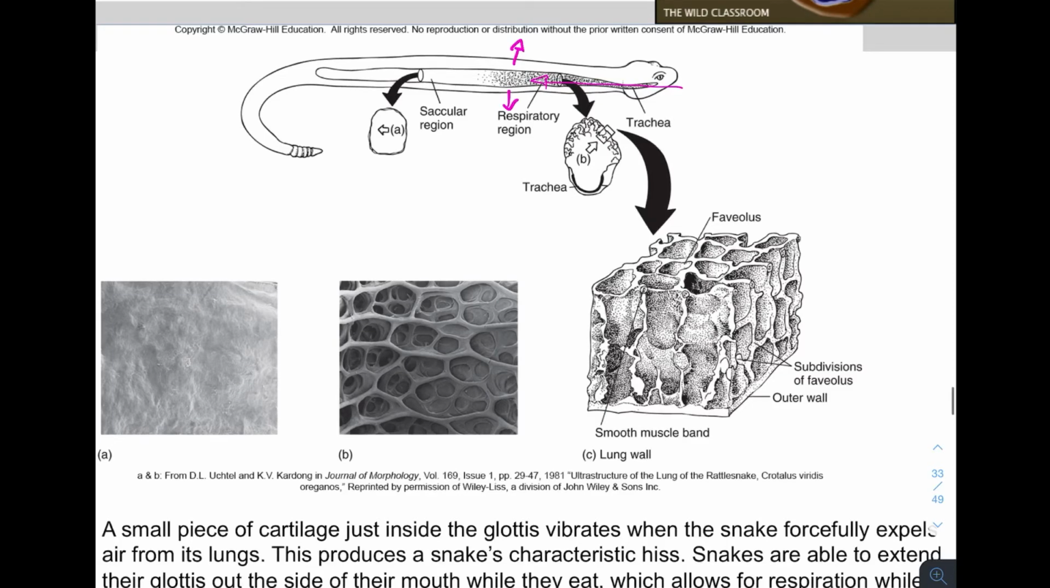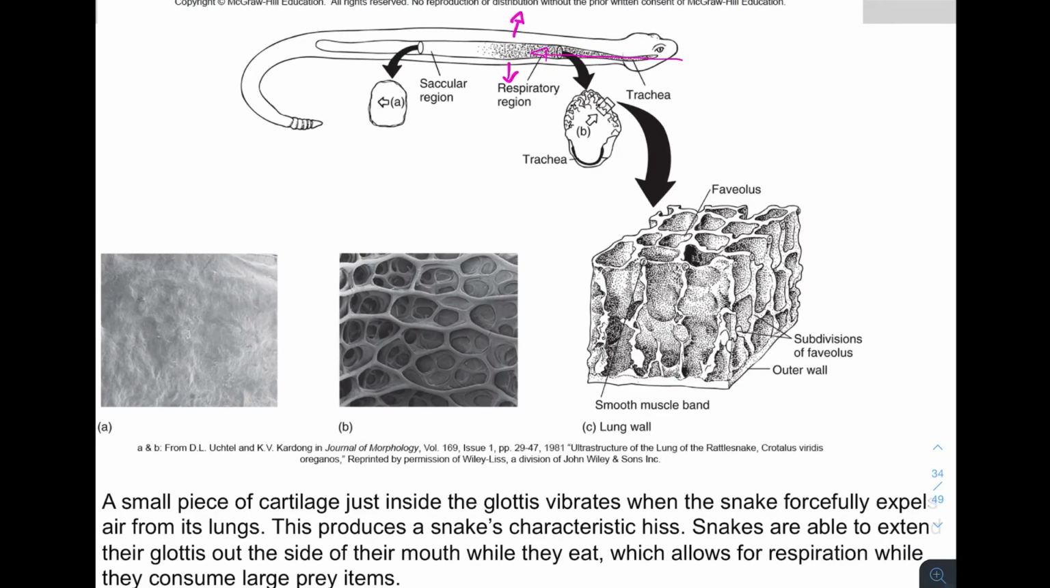But when the snake is eating and it's swallowing its prey whole, we often see that the body is too distended already, filled with the prey, to where it can no longer expand anymore. However, the snake still has to be able to breathe. And so what it's going to do is take the glottis and push the glottis out to the side as it is swallowing its prey.